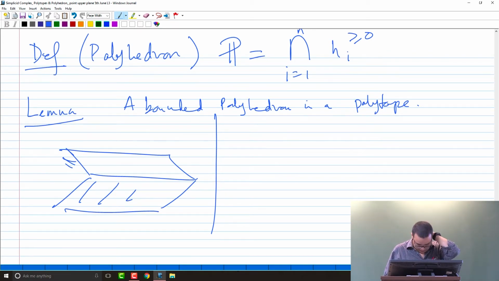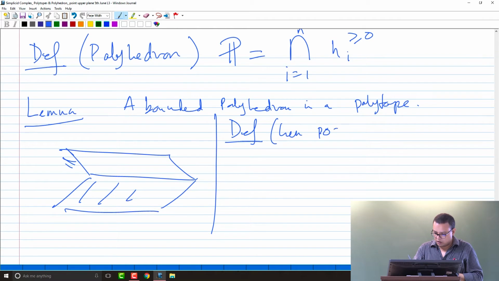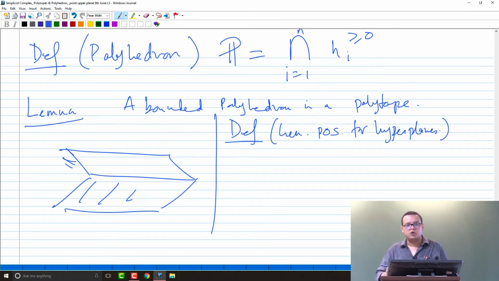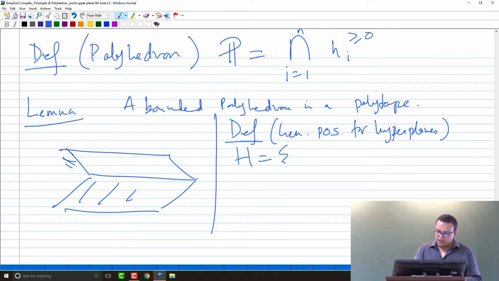So, I want to state one more result that we will be using tomorrow. Let me define what is general position for hyperplanes. The way we have general position for points in R^d, you can have a definition of general position for a family of hyperplanes also. Let us say you have a family H of hyperplanes H1 to Hn.